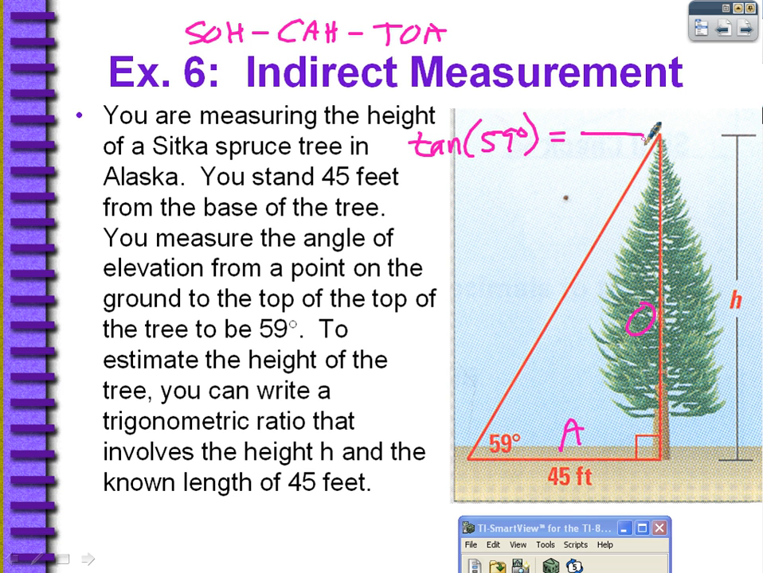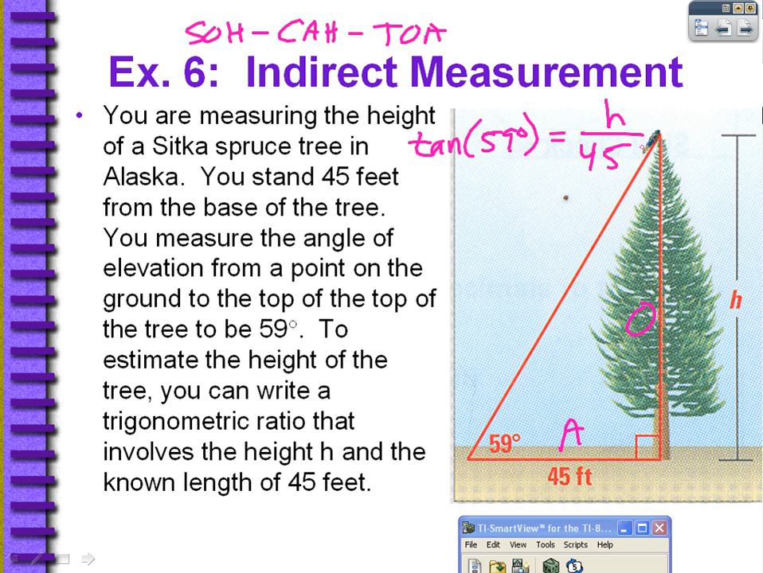Okay, so H is the unknown that represents the length of this side. That's the height of the tree, right? So we get H is the length of the opposite side. What's the length of the adjacent side?